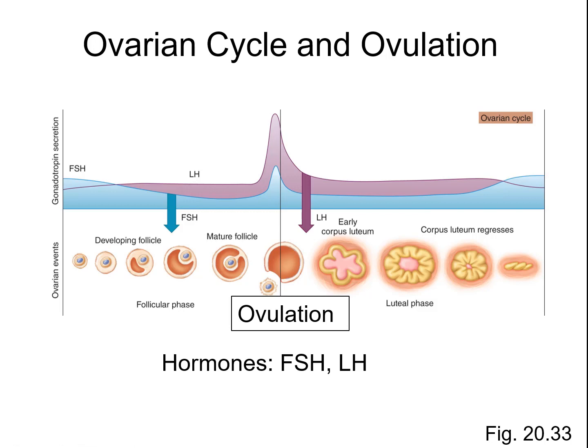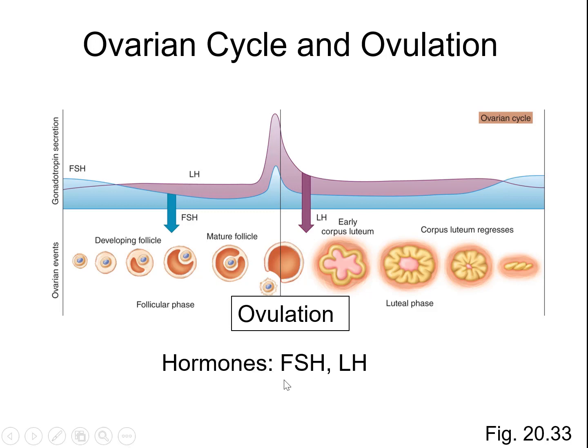So very important, you know that hormones are involved in a female's monthly cycle. There's 2 hormones involved here called FSH and LH. FSH stands for follicle stimulating hormone. So based on its name, what do you think it does? It's obviously going to stimulate the follicle.